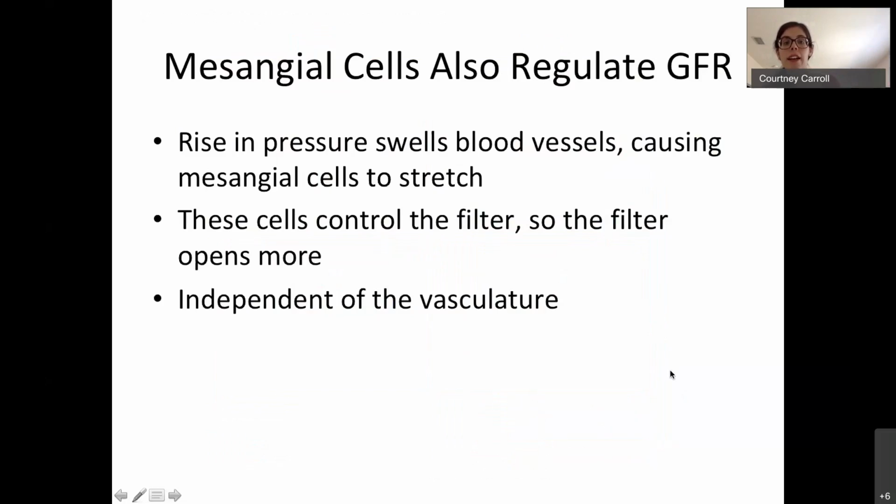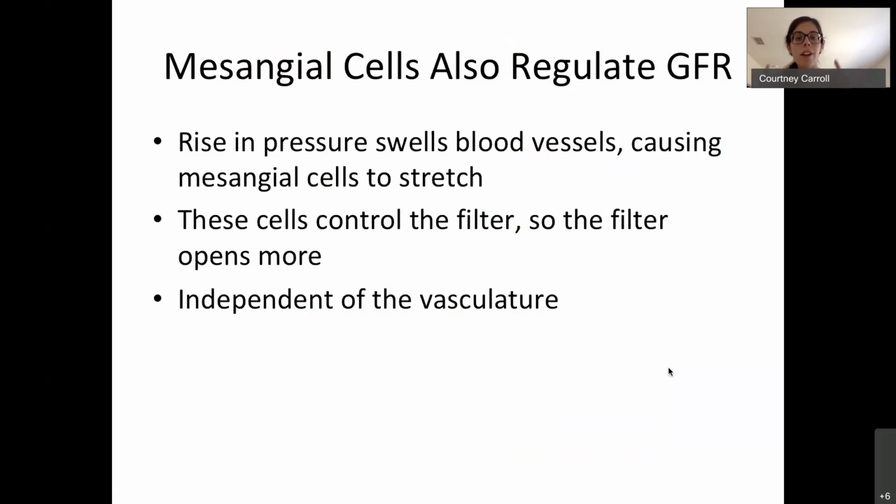The third way is with the mesangial cells. The mesangial cells are special cells in our nephron that help form the filter of our glomerulus. So the mesangial cells are the cells that form that filter, and the filter itself will change.